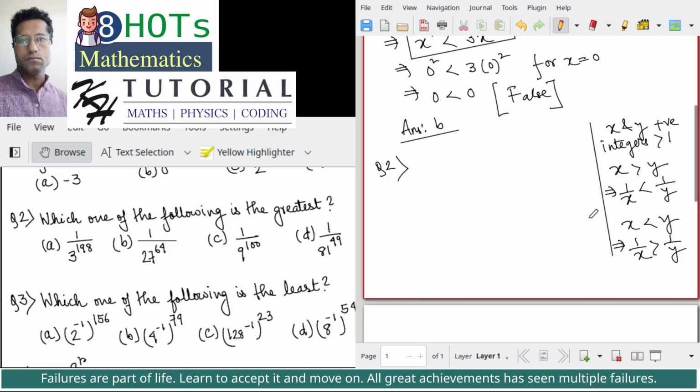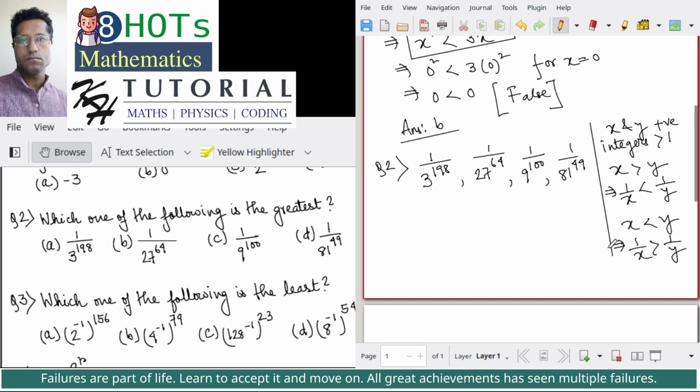So now you can clearly understand that it is asking for the greatest of all the choices. The numbers are 1 by 3 to the power 198, 1 by 27 to the power 64, 1 by 9 to the power 100, and 1 by 81 to the power 49. Among all these numbers, as they are in the form 1 by, the greatest will be the one whose reciprocal will be the smallest.